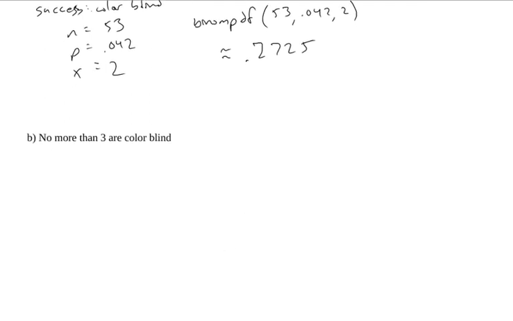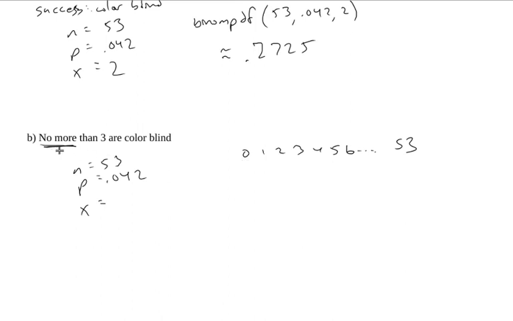The probability that no more than 3 are colorblind. So I'm seeing no more than 3 successes, so n equals 53, p equals 0.042, and x should be no more than, let's think about this, 0, 1, 2, 3, 4, 5, 6, all the way up through 53. Notice that whenever I'm doing this, I always start at 0, because there is the chance that we have 0 successes. Don't get into the habit of always starting at 1, because that'll definitely cause you issues. Always start at 0 when you're counting successes.